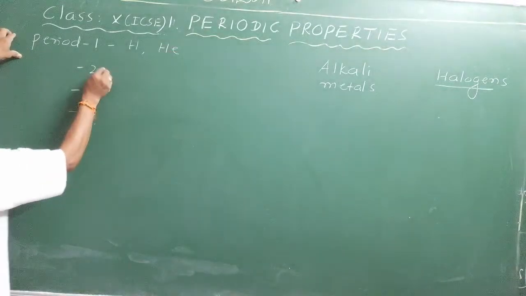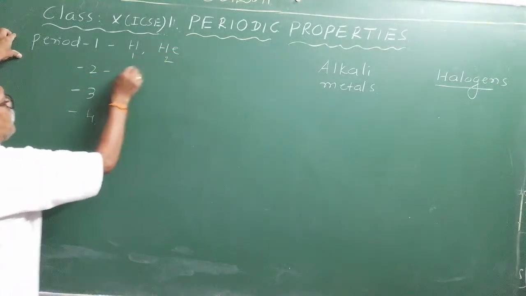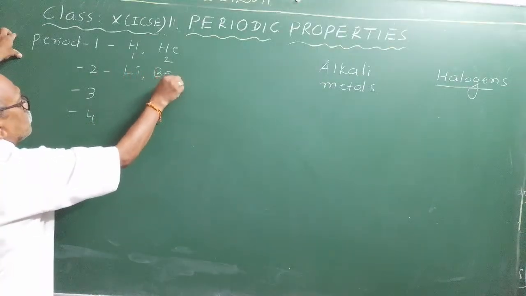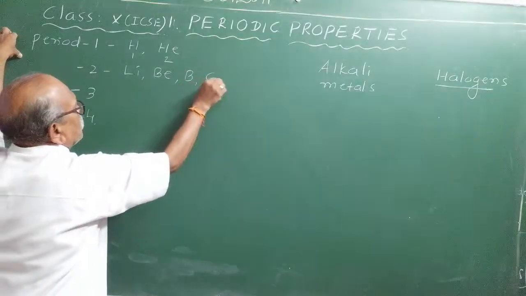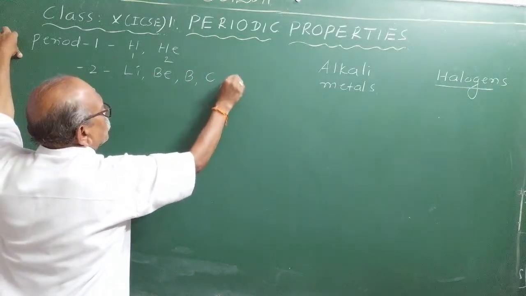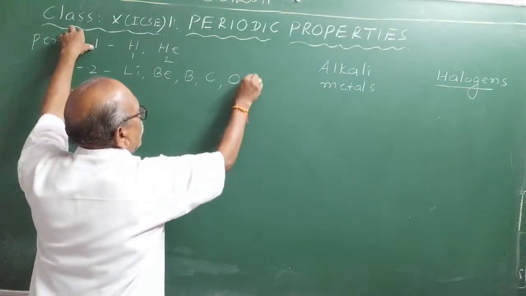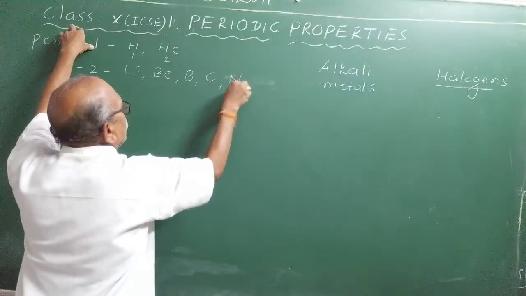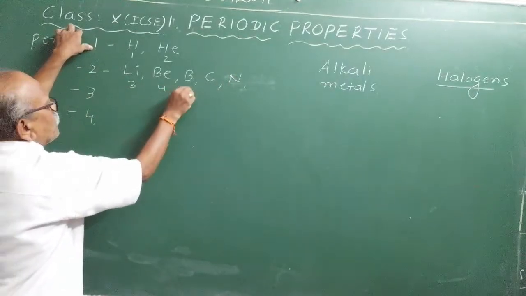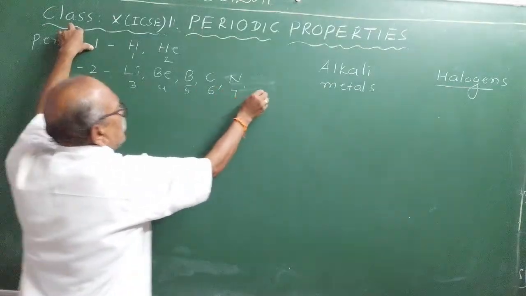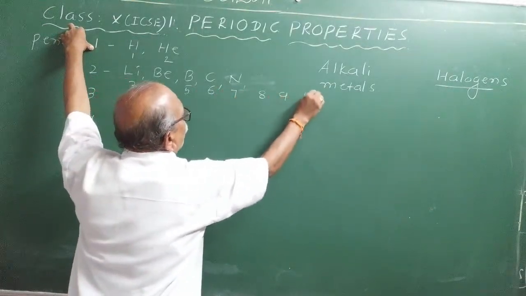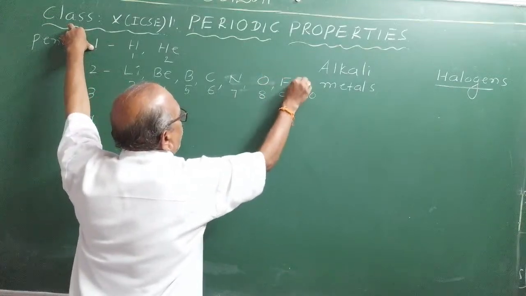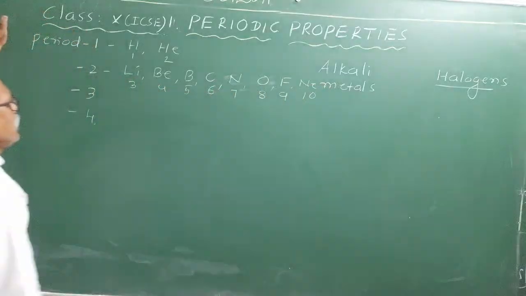Second period starts from atomic number 3 to 10. Second period consists of lithium, beryllium, boron, carbon, right? Then you have nitrogen, oxygen, fluorine and neon, atomic numbers 3, 4, 5, 6, 7, 8, 9, 10. Only 4 periods you are expected from the board. Don't go beyond 4th period.